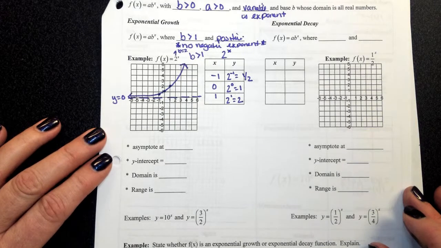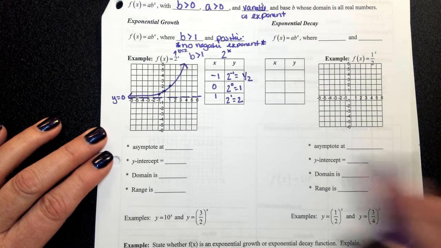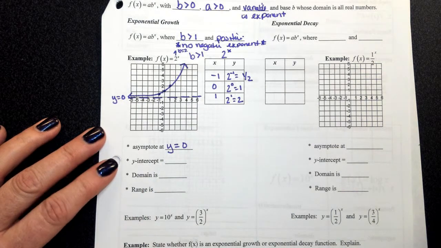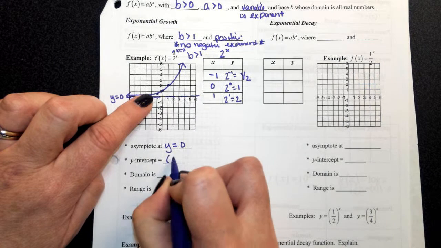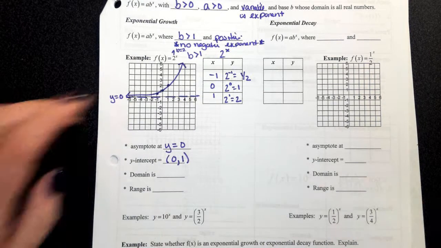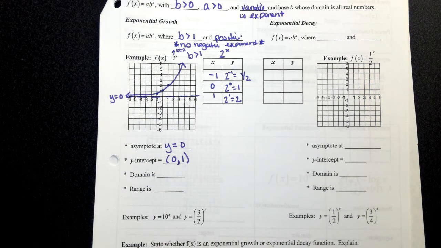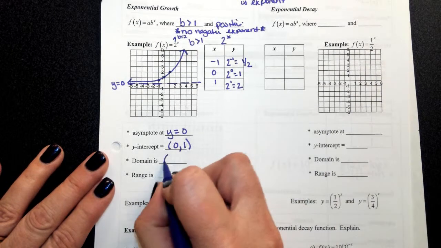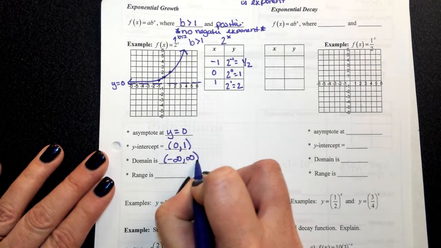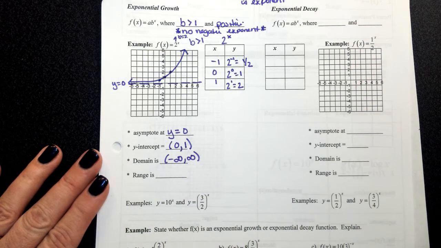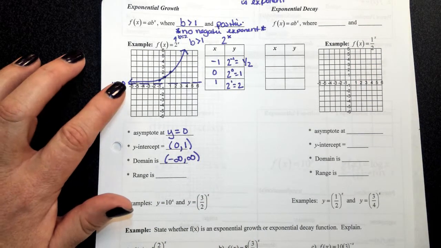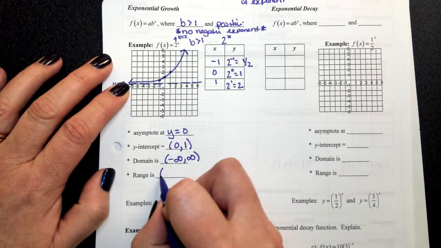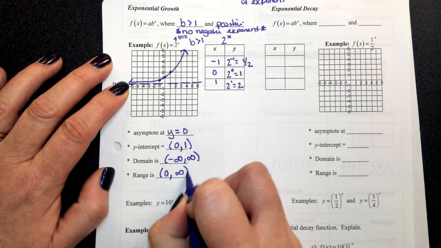So again, just some characteristics of your exponential functions. Remember, you have a horizontal asymptote at y equals 0. Your y-intercept is going to be when x is equal to 0, and for the parent function will be at (0, 1). Your domain, remember, is going to be all real numbers. The range for the parent function, again, you've got the asymptote. Your graph is getting really, really close to the asymptote, but it's not crossing or touching it. So it's going to be 0 to infinity.